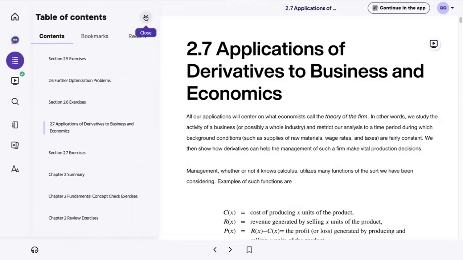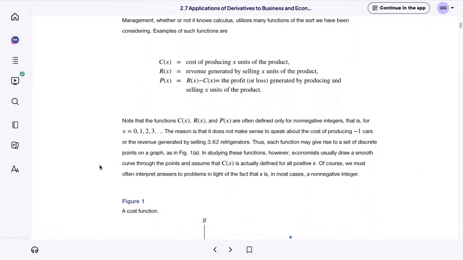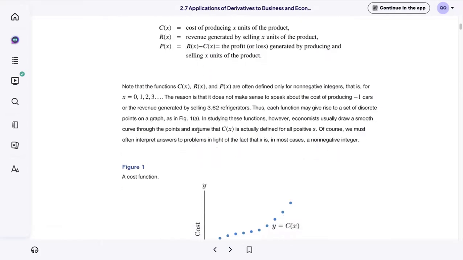Okay, let's see section 7. Right, usually in the business world, we are concerned about the cost, the revenue, and then the profit. For the cost function, we use C of X. For the revenue function, we use R of X. P of X is profit, how much money can be made, which is revenue minus cost.